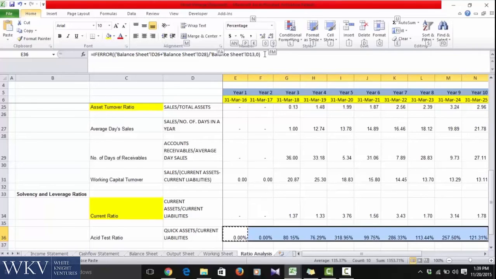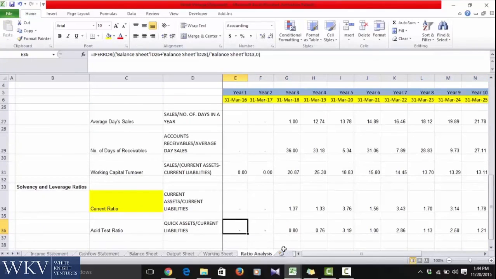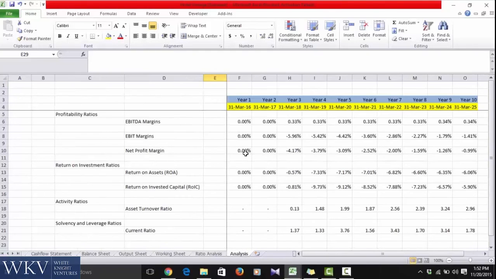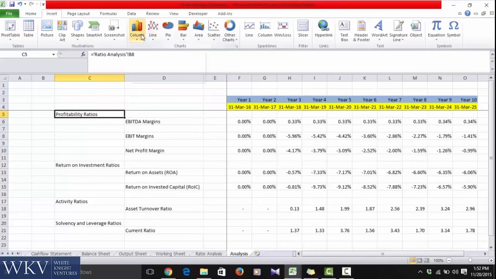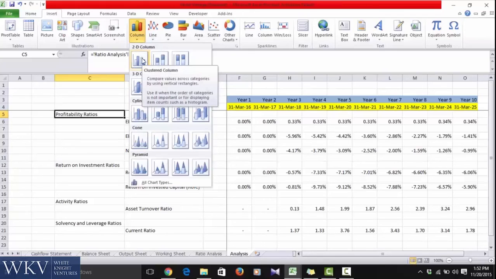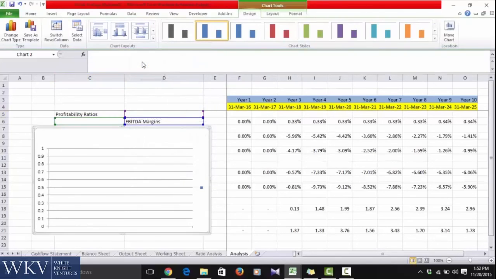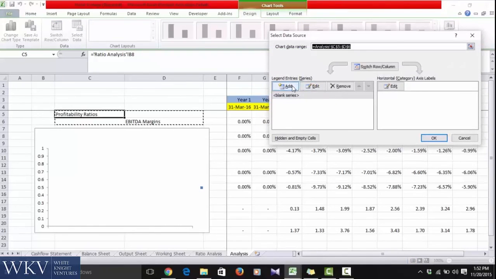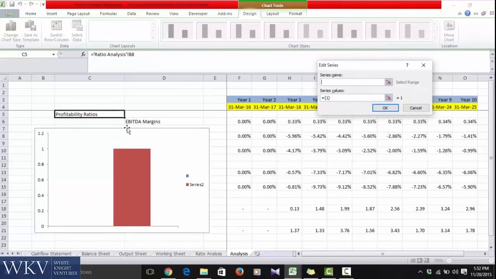We will now have a graphical representation of the selected ratios. We copy the required ratios in a new working sheet. We first insert a column chart. Then we select the horizontal grid and delete them. Under the Design tab, go to Select Data. Remove all the series in the dialog box.